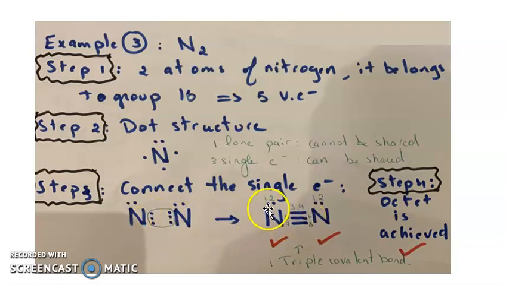So then you count 1, 2, 3, 4, 5, 6, 7, 8 for the first nitrogen, and 1, 2, 3, 4, 5, 6, 7, 8 for the second nitrogen. You have 1 triple covalent bond, and how many lone pairs do you have? 2. First lone pair, second lone pair. Octet is achieved in this case.